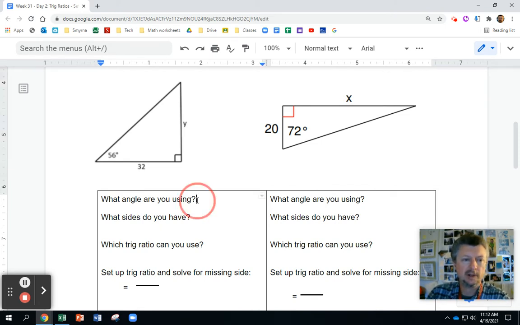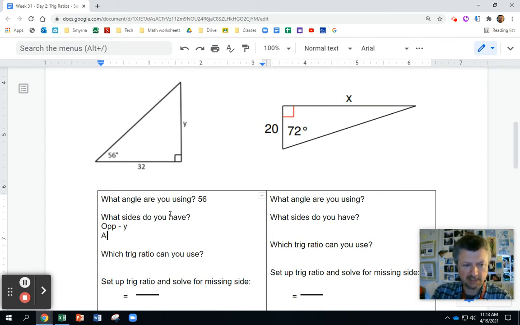So, what angle are you using? 56 is the angle we are using there. What side do you have? Well, you don't have the hypotenuse. There's nothing over here. But we do have the opposite side, which is y. All right, so opposite is y. And we don't have the hypotenuse, so this side has got to be the adjacent. So we have the adjacent, ADJ is 32.